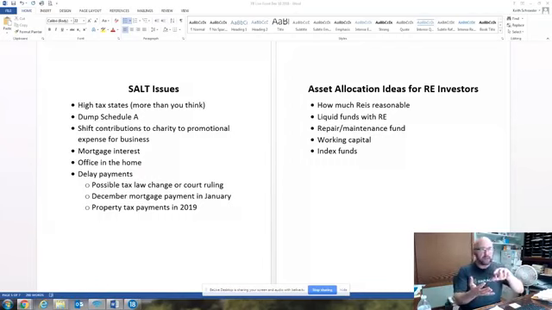SALT taxes are state and local taxes. So local taxes are your property taxes. State taxes are going to be income taxes or your sales taxes. Some sales taxes, like in Wisconsin, can be local as well. But those taxes are limited to $10,000 per tax return.